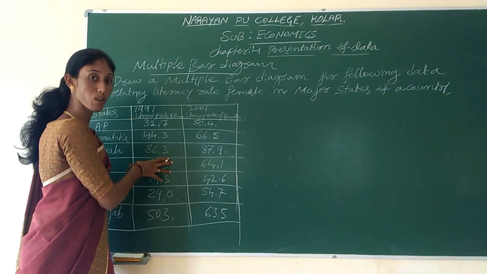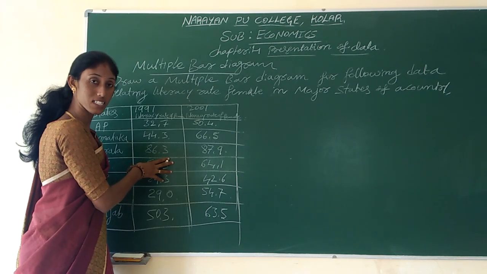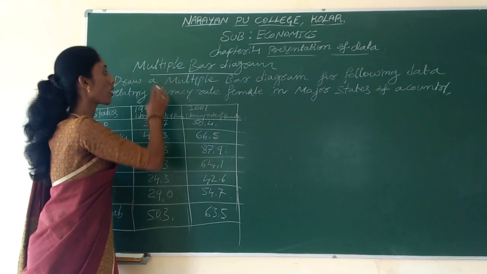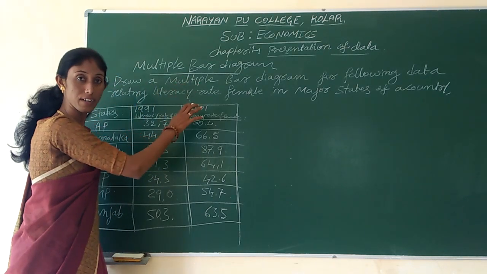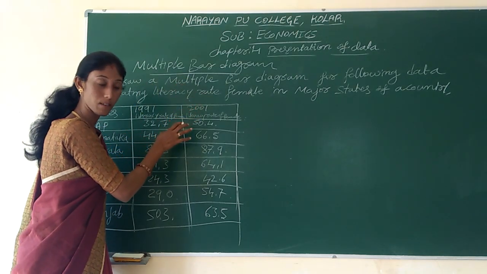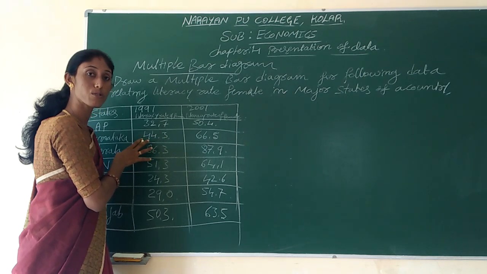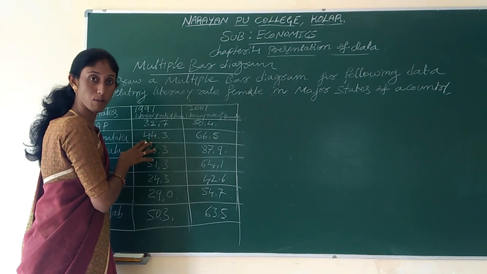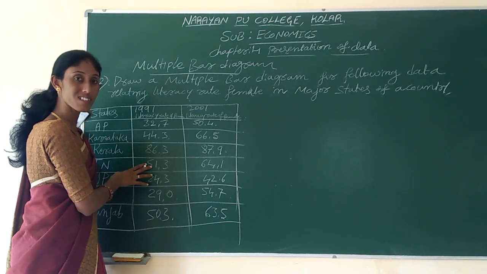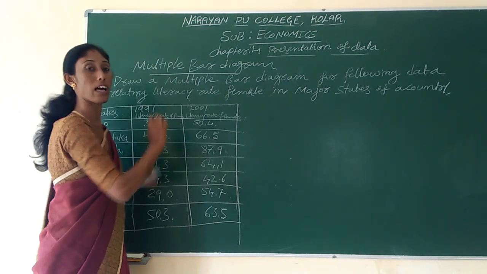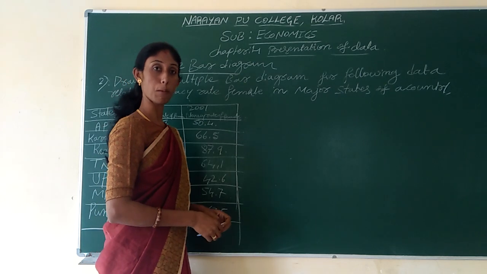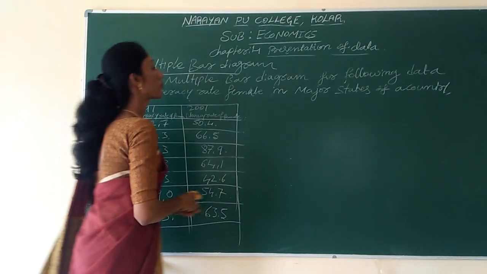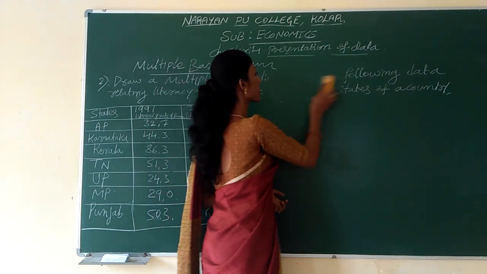For this data relating to the literacy rate of females in major states of a country, we need to draw a multiple bar diagram. Understood the question, right? This type of question can arise for 5 marks or 6 marks. Keeping that in mind, now by using this data, we will make a chart of the multiple bar diagram.